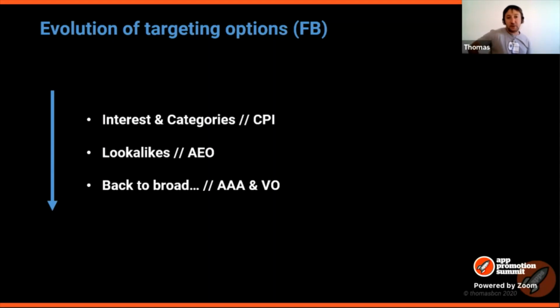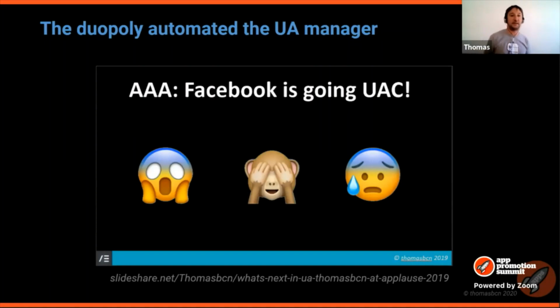But basically, Facebook did these lookalikes better than anyone, and it's been working great for us for years, up to the point that our reps started to say, go back to Broad, like just target everybody, which is what happened with this new automated ads, where Facebook is basically going UAC.